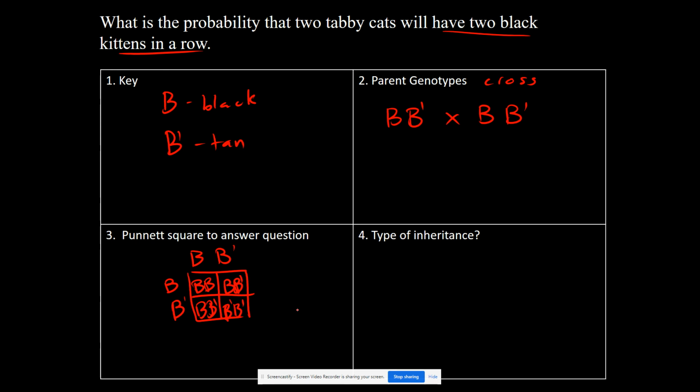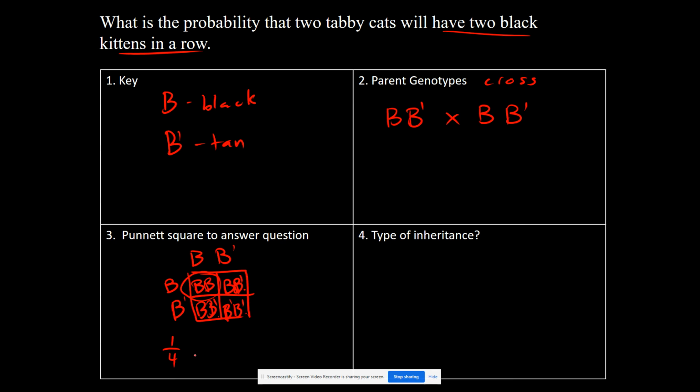All right, so what is the probability that 2 tabby cats will have 2 black kittens in a row? So how many of these are black kittens? So we have this one is a black kitten. So only 1 out of 4, because these 2 are tabby, and then this one is tan. So 1/4 chance, so 25% chance that they will have 1 black kitten.